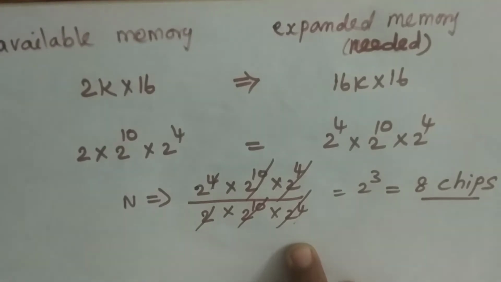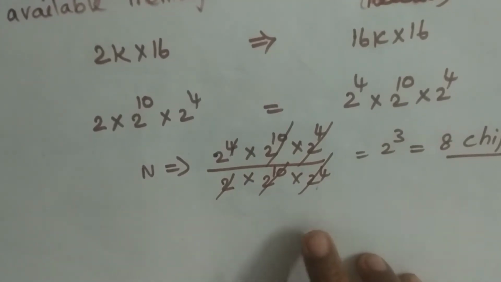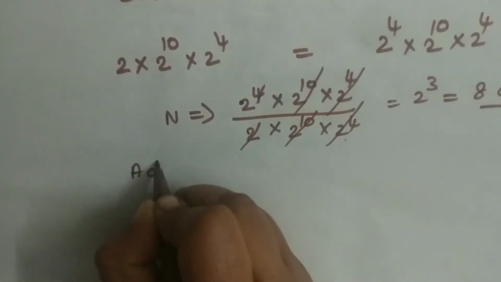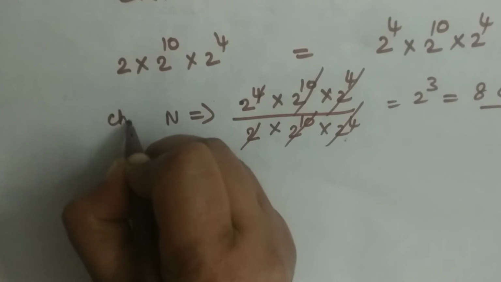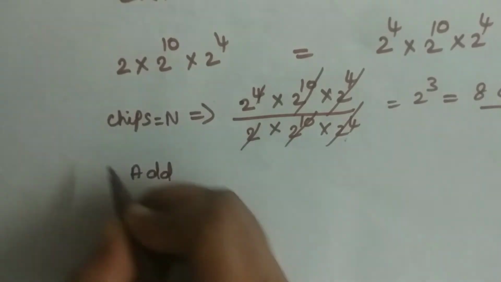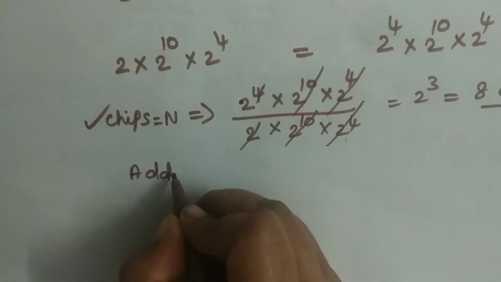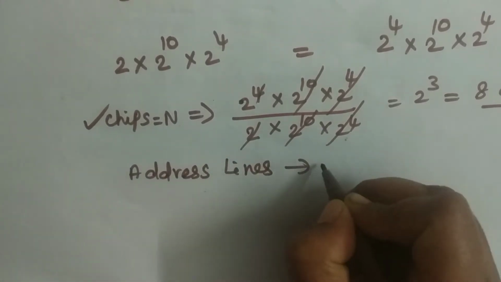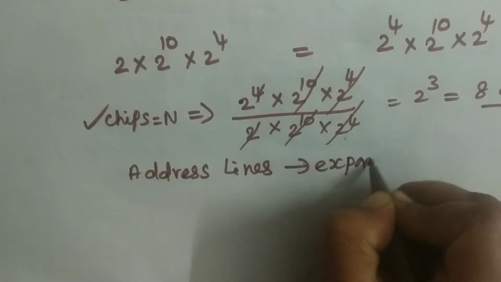Then we have to find the address lines for the expanded memory. This is the number of chips we got. Then we have to find out the address lines for the expanded memory.